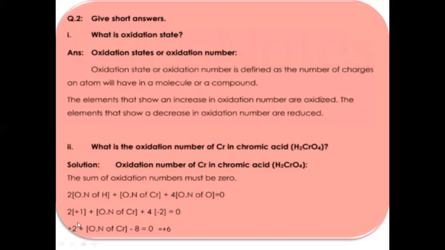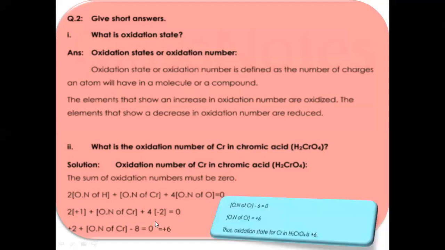So 2 ones are 2, and the oxidation number of chromium we have to find out. And for the 4 oxygen atoms, 4 twos are 8. By subtracting these values, minus 8 plus 2 will give us the answer minus 6, and if you shift it to the other side of the equality sign, that will be plus 6. So the oxidation state of chromium in chromic acid is plus 6.